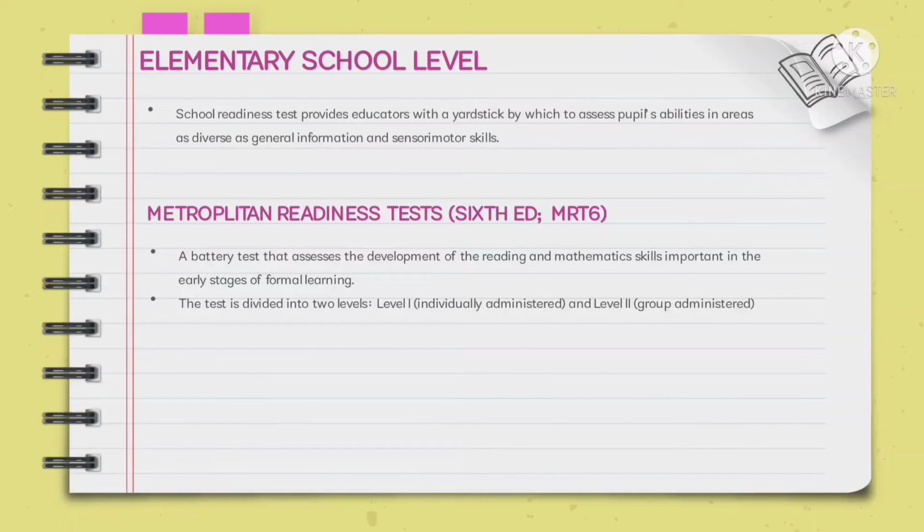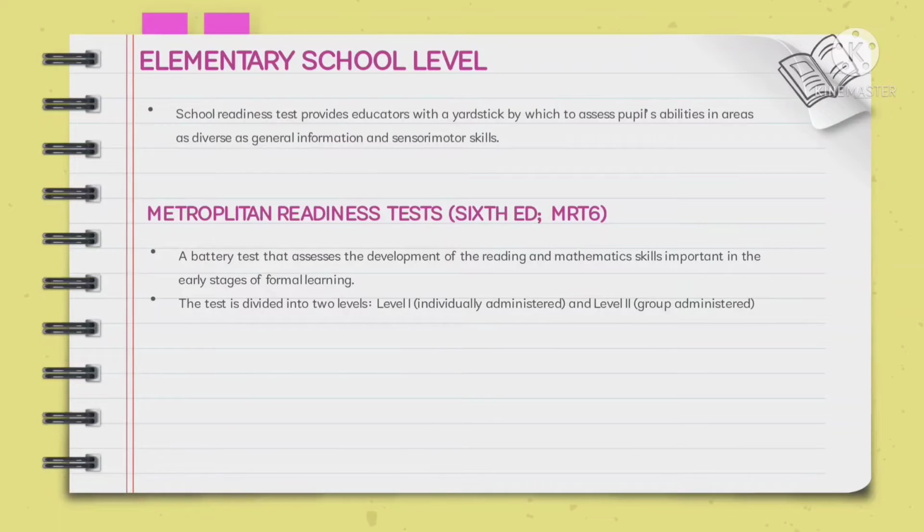How data from such a yardstick are actually used will vary from country to country in accordance with many considerations, including cultural traditions. One of many instruments designed to assess children's readiness and aptitude for formal education is the Metropolitan Readiness Test, or the MRTs. The MRTs is a test battery that assesses the development of the reading and mathematics skills important in the early stages of formal school learning. The test is divided into two levels.